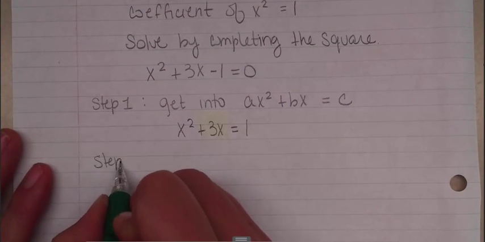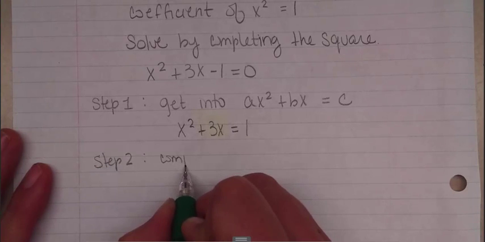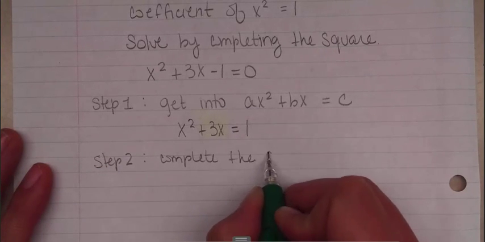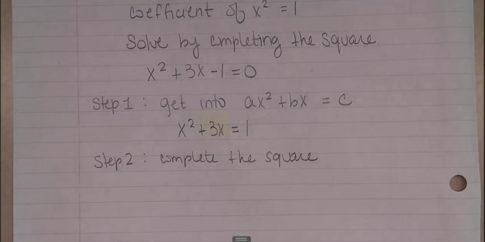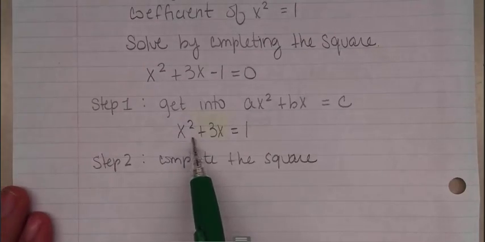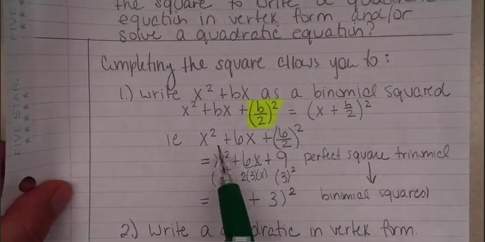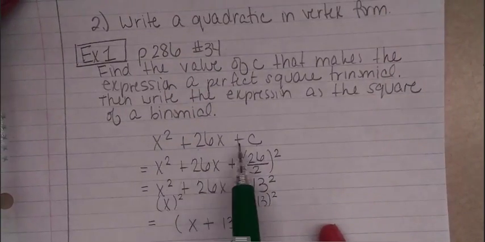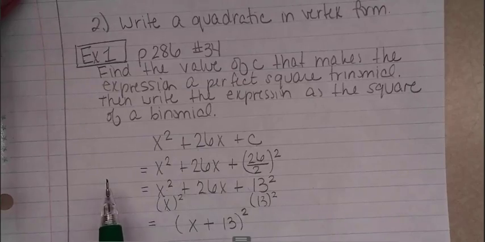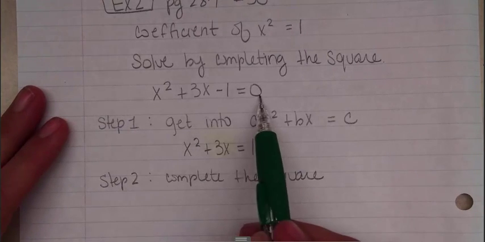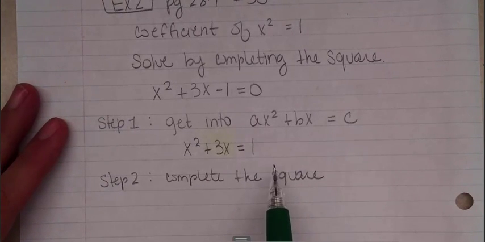Okay, step 2 is to complete the square. So this is the part where I take my b and I divide it by 2, square it, and add it. The problem is, notice now I'm dealing with an equation. Before, these were not equations, these were expressions, right? There was not two sides. The equal sign is just because these are equal. But now I started off with an equation, two sides. I'm going to keep it as an equation. So if I do something to one side of the equation, I must do it to the other side.